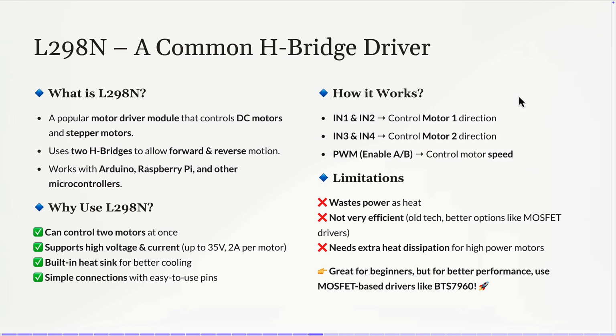So how it works, as already mentioned, we have in1 and in2 to control the first motor, in3 and in4 to control the second motor, and we have PWM. Okay, enable A and enable B are to control the motor speed, either for the first motor or for the second motor. But it has limitations. It wastes power as heat. It's not very efficient for advanced projects and needs extra heat dissipation for high power motors.